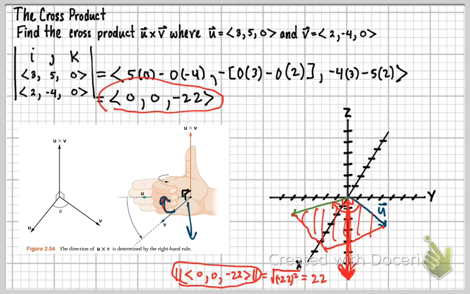So that's one nice result that we get from the magnitude of the cross product: it equals the area of the parallelogram that those two vectors produce. What's nice about that is we use this idea later on when we talk about surface area of three-dimensional surfaces. So it's very nice how that comes into play for us later.